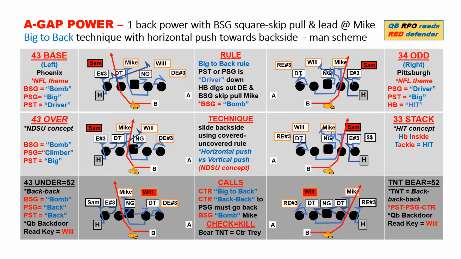The backside guard is always going to do a square, skip, and pull and lead up on the Mike backer, so the center has to block back if that guard is covered. And the backside tackle locks up. So you can see the different calls on the left, even, and on the right, odd fronts. It's a man scheme, big to back technique.